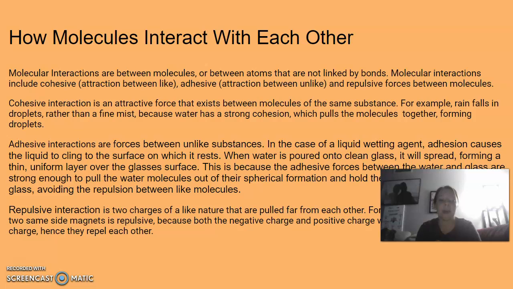Now, repulsive interactions is two charges of like nature that are pulled far from each other. For example, the force between two same-side magnets is repulsive because both the negative charge and positive charge will not connect with the same charge, hence they repel each other.